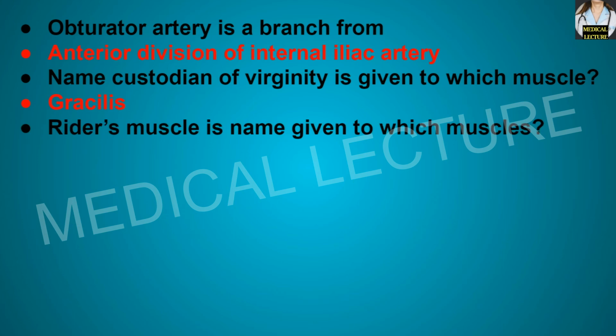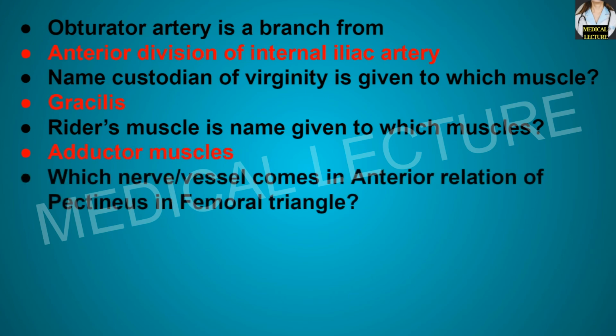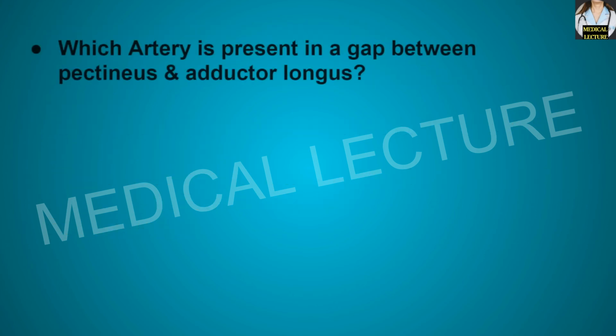Rider's muscle is the name given to which muscle? It is given to the adductor muscles. Which nerve or vessel comes in the anterior relation of the pectineus in the femoral triangle? Femoral artery. Which artery is present in the gap between the pectineus and the adductor longus muscle? It is the profunda femoris artery.